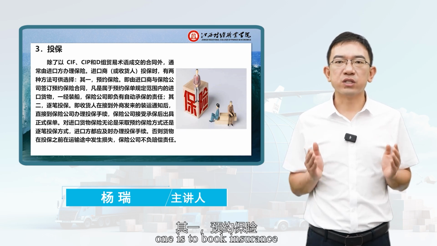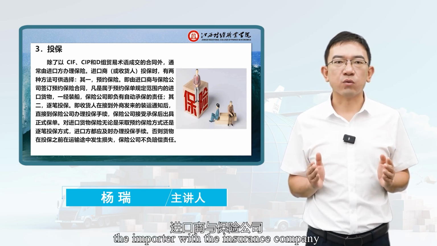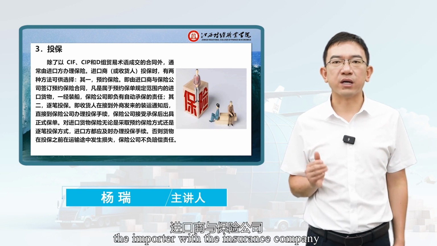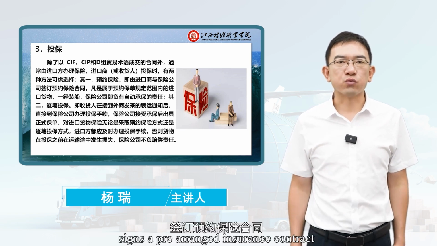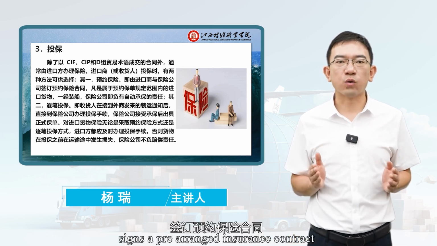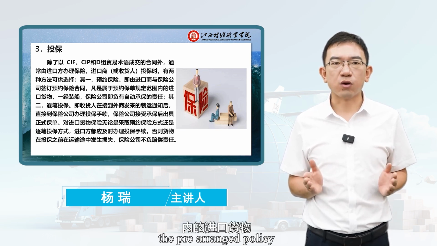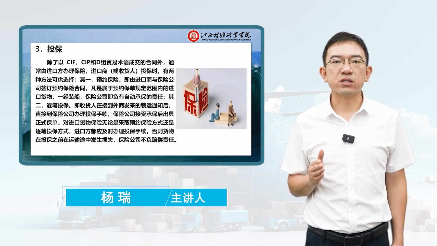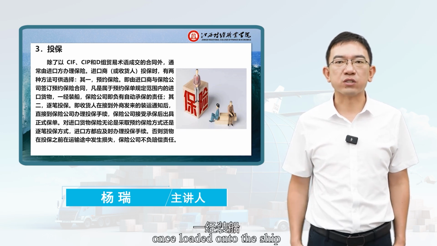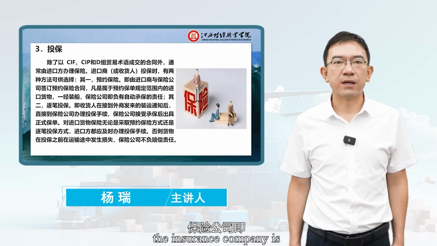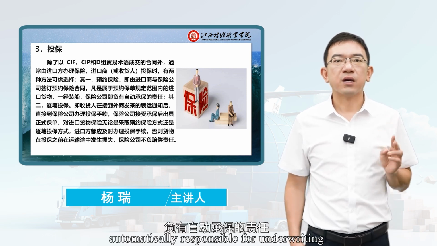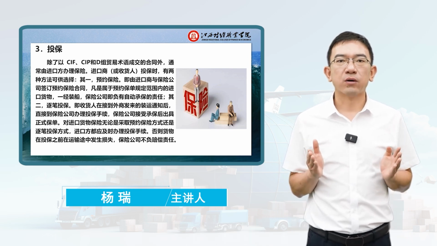One is to book insurance, that is, the importer signs a pre-arranged insurance contract with the insurance company for imported goods that fall within the scope of the pre-arranged policy. Once loaded onto the ship, the insurance company is automatically responsible for underwriting.